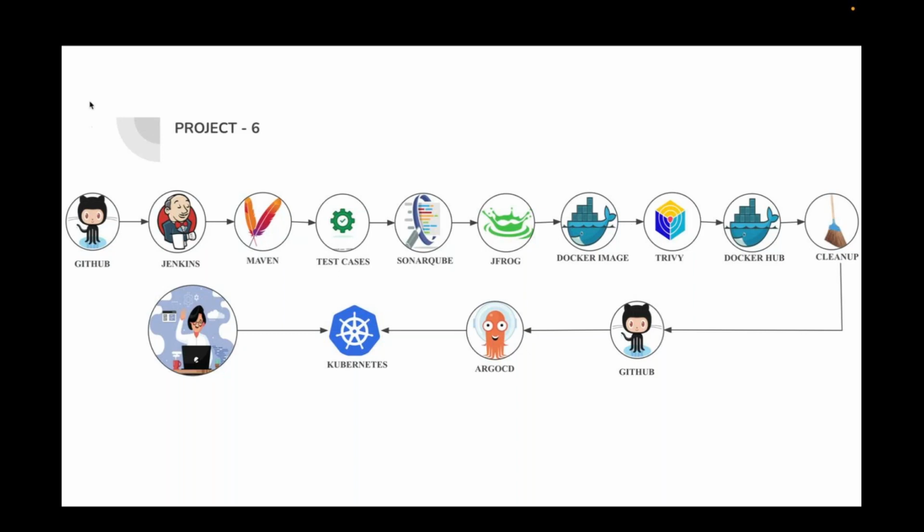The developer pushes a new version of the code to the GitHub repository. That's it. Everything is automated until the deployment of the applications to the Kubernetes cluster, without any problem actually. So something like that.